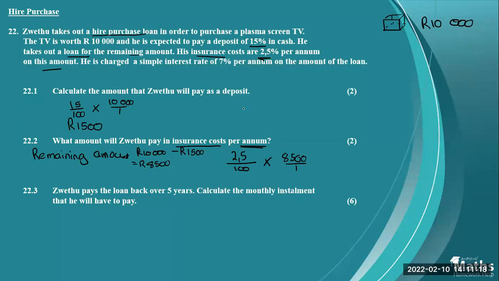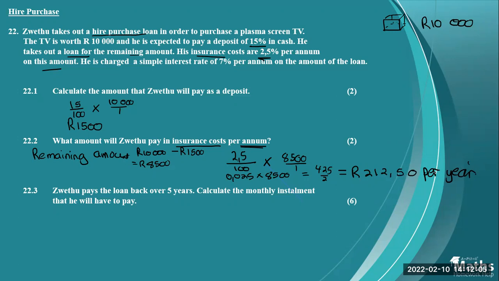So 2.5% on that amount, you can also work it out as 0.25 times 8,500, if you take it 2 places to the left. And if you work this out, you might get a fraction like 425 over 2. Then you SD it, and that will give you the decimal answer. So this guy is going to pay so much insurance per year.